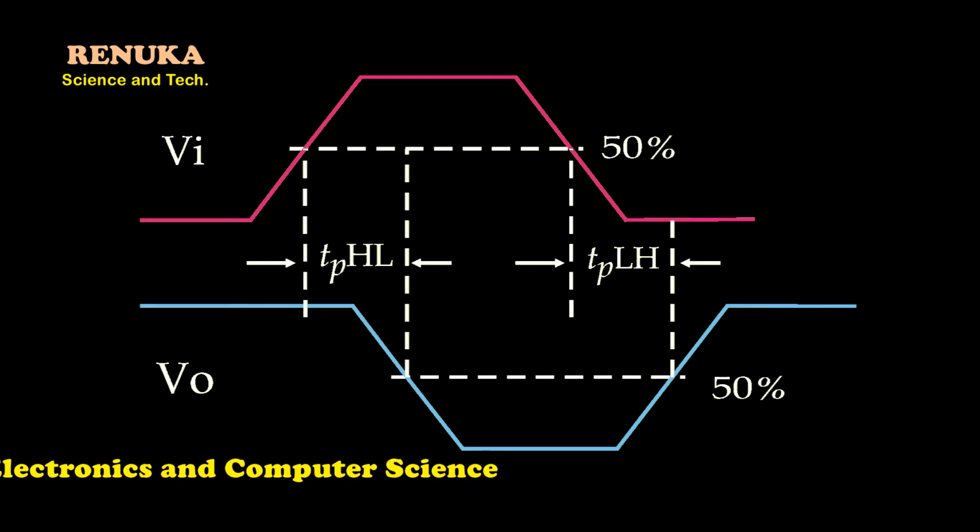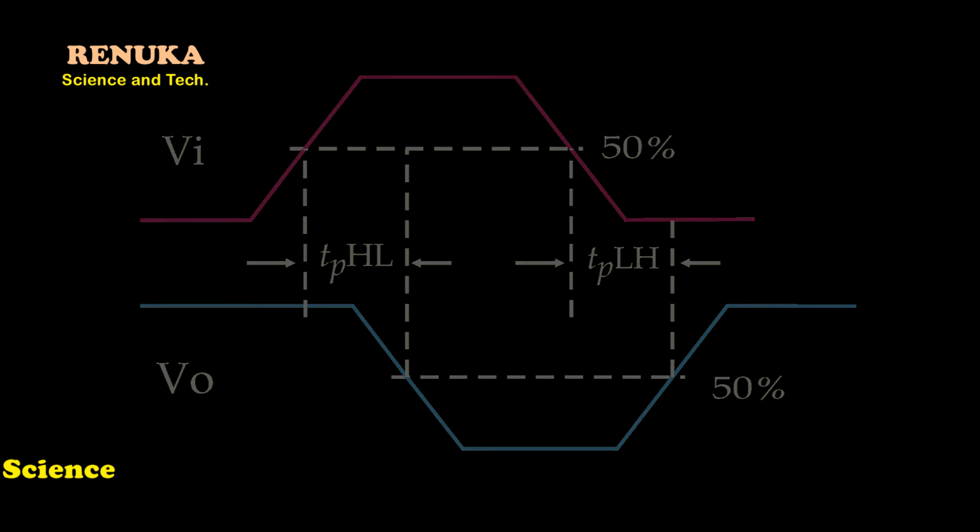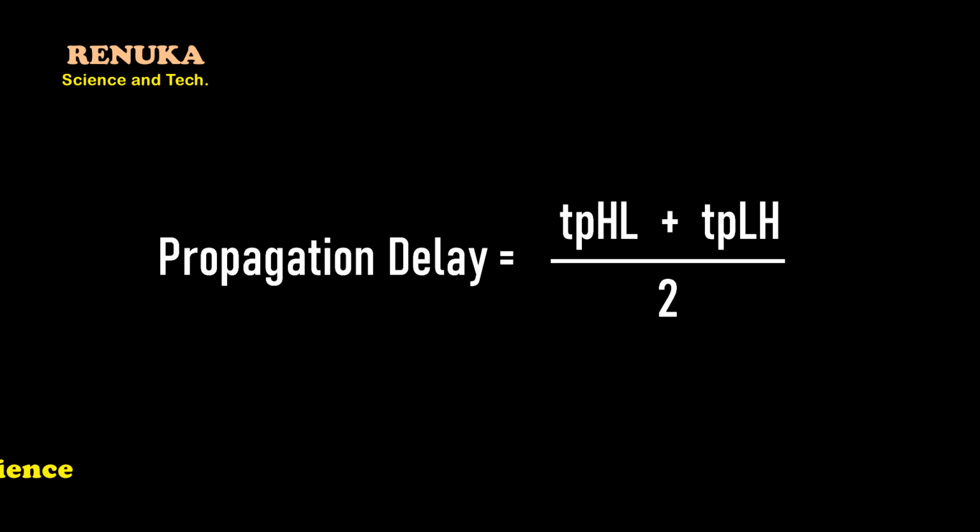The second time, when the input changes from high to low, the output is changing from low to high, and it will also take some time. Now this time is considered for the output only. So when the output changes from low to high, this will also take some time, and this time is considered as TPLH, low to high. Now the average of these two time periods is called the propagation delay time. So in this way, the propagation delay time of any digital circuit or logic gate is calculated.